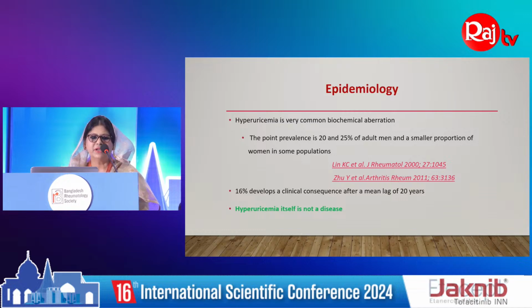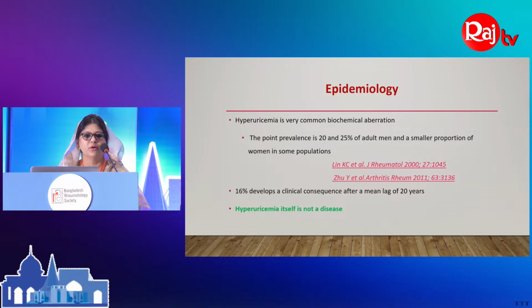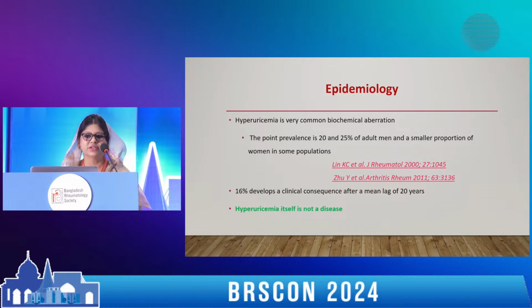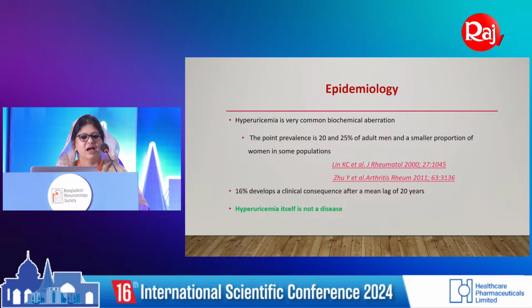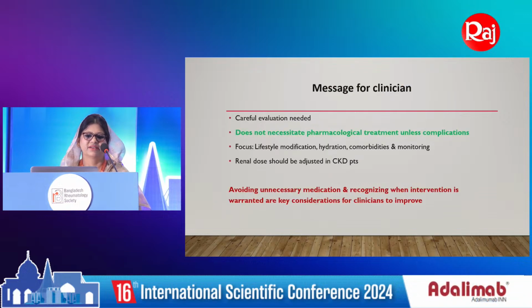But hyperuricemia is a very common biochemical aberration. Only 20 to 25% of adult men and a similar proportion of postmenopausal women may develop a disease condition, and 16% develop a clinical consequence after a big lag of 20 years. So, think that hyperuricemia itself is not a disease.